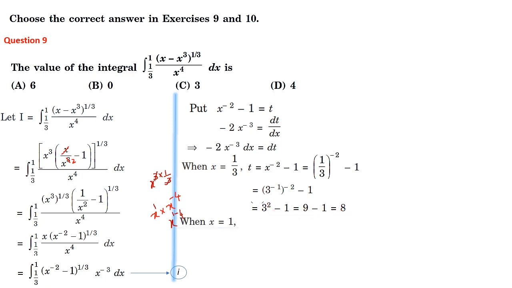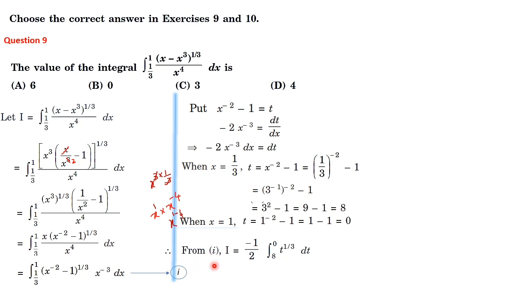Then for the upper limit, if you take x is equal to 1, t is equal to, as per our substitution, x power minus 2 minus 1. So x is 1, so 1 power minus 2, minus 1. 1 power any quantity is 1 itself. So 1 minus 1 is 0. So the new limits 0 to 8 we have got.